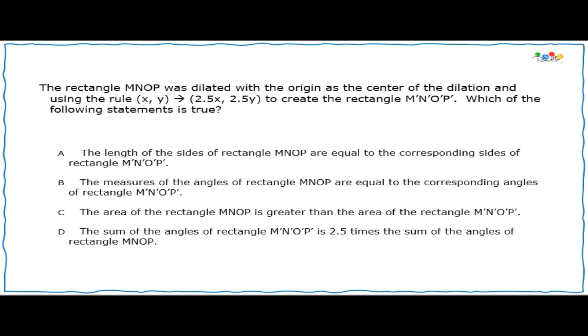All right, let's read it. The rectangle MNOP was dilated with the origin as the center of the dilation and using the rule 2.5x, 2.5y to create the rectangle M prime, N prime, O prime, P prime. Which of the following statements is true?